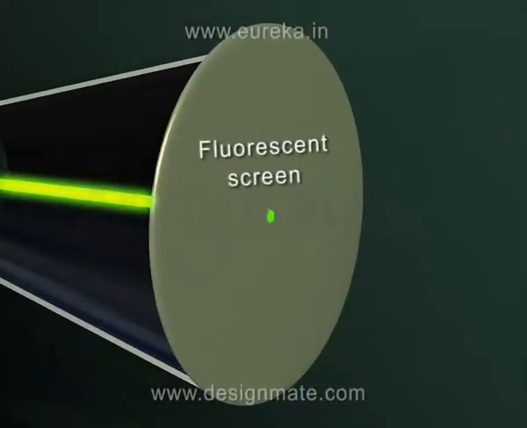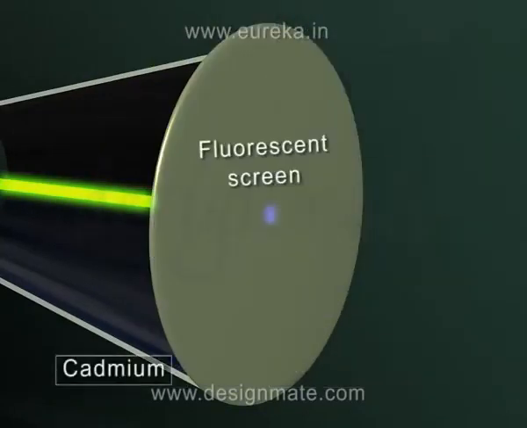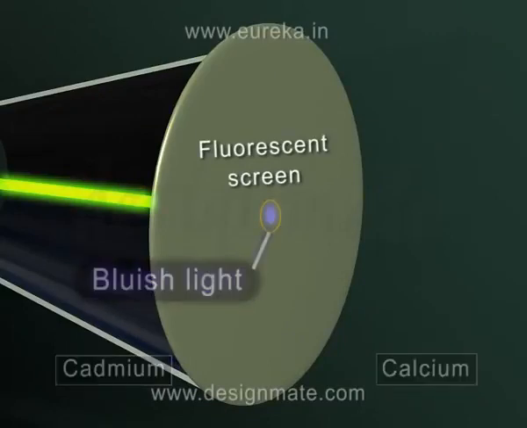Fluorescent screen. This screen is coated with a fluorescent material called phosphor, on which the bright spot of the electron beam is obtained. The color of light depends upon the nature of the fluorescent material. For example, a screen coated with soda glass or zinc orthosilicate gives off green light when an electron beam strikes it, while a cadmium and calcium coated screen gives off a bluish light.